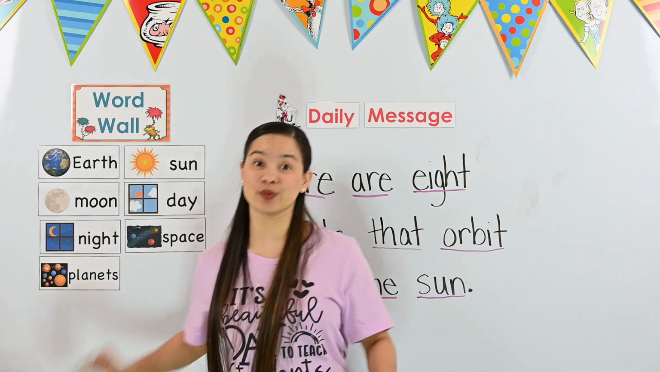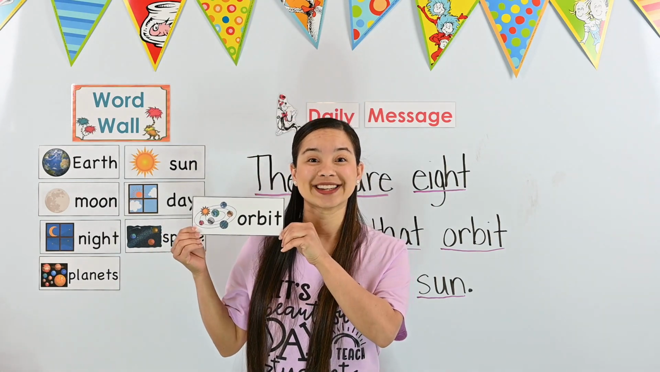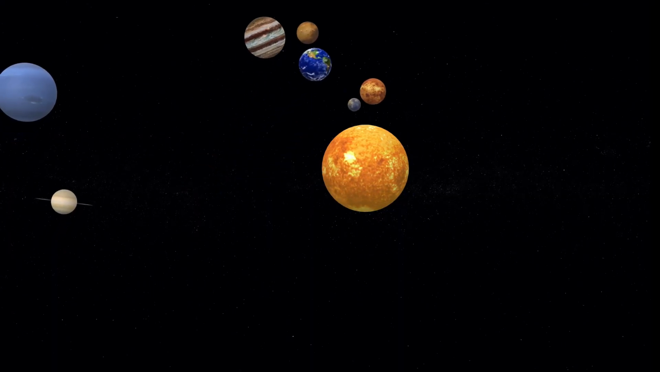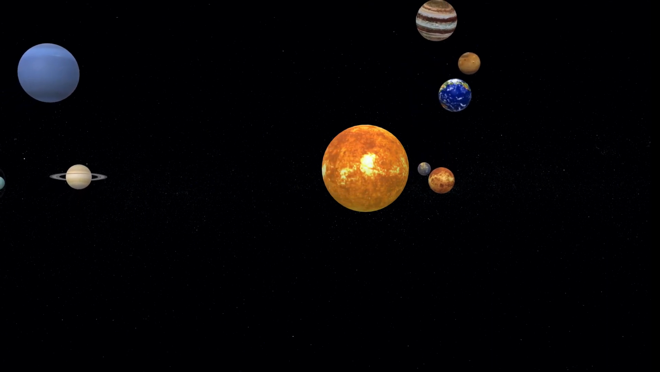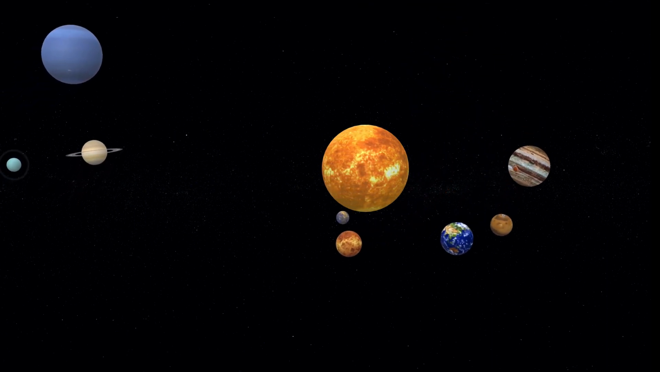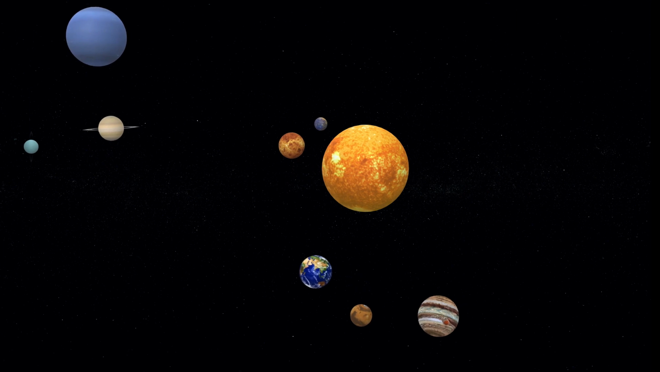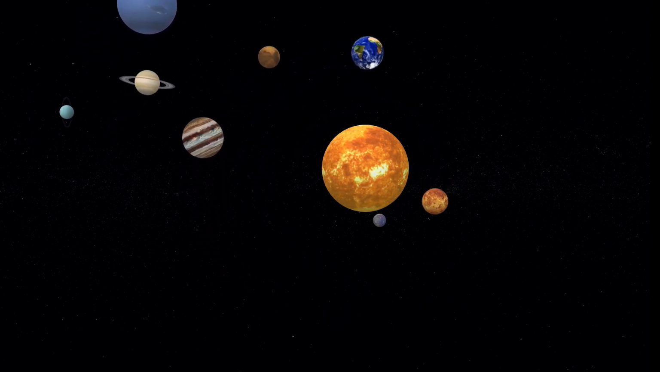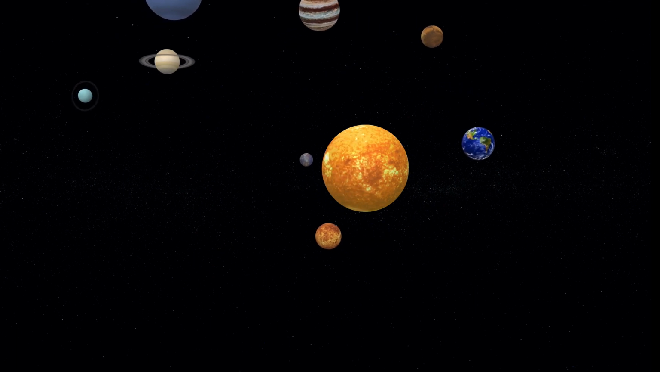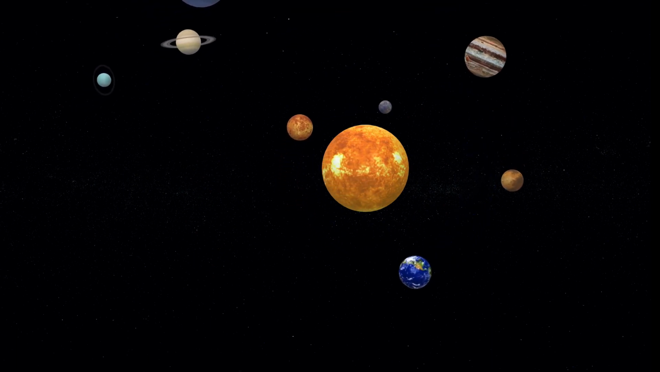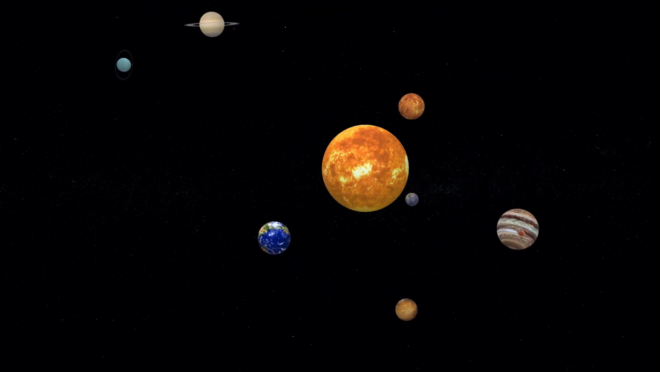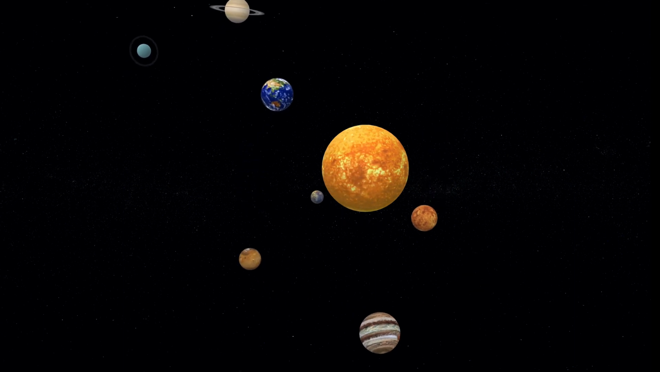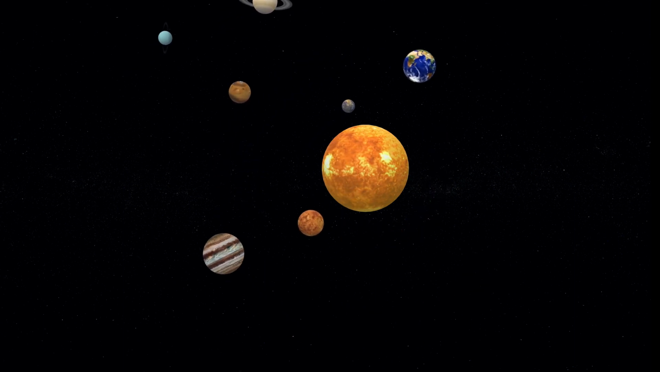Our message also tells us that the planets orbit around the sun. That's our second word of the day, orbit. Orbit means to go around. The planets go around the sun. They travel at different speeds, and some of them have a much longer route to go around the sun, and some of them go around the sun a little quicker. The planet Earth takes 1 year to go all the way around the sun.